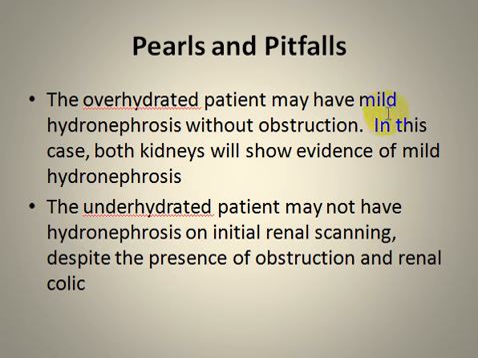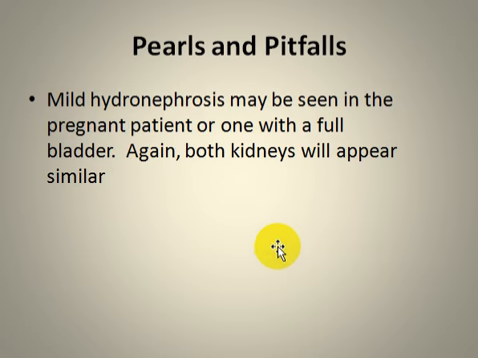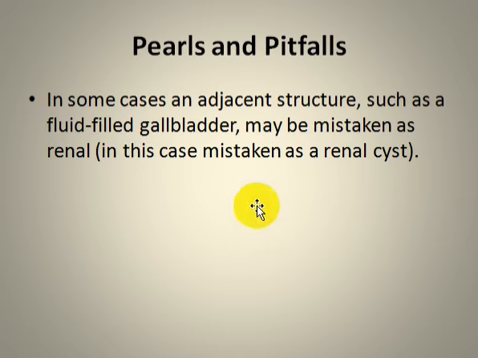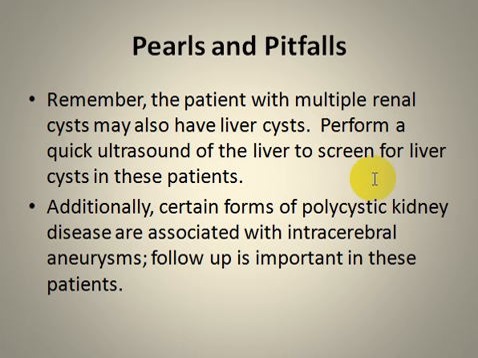Overhydrated patient may have mild hydronephrosis without obstruction. In underhydrated patients, sometimes in early stages of scanning, we cannot see the hydronephrotic changes in an obstructed patient with renal colic. Mild hydronephrosis may be seen in a pregnant patient, or with a full bladder. It is a normal variant.